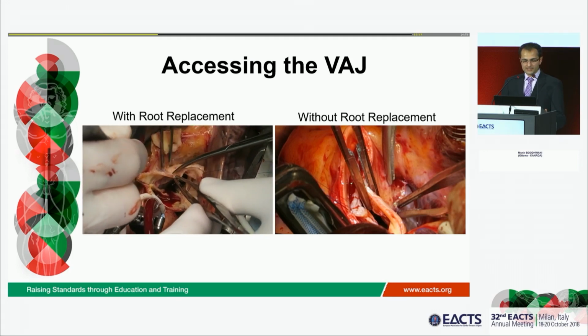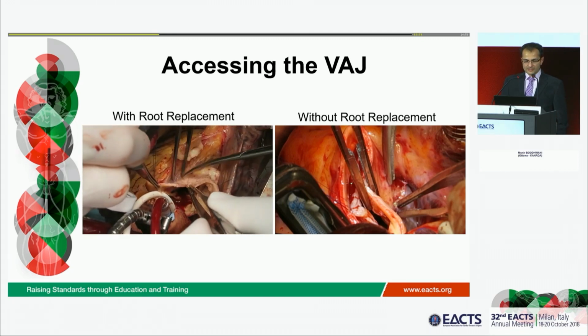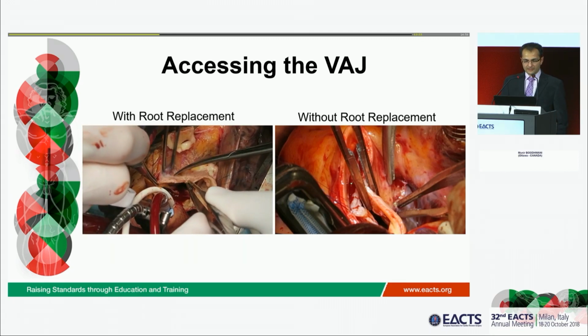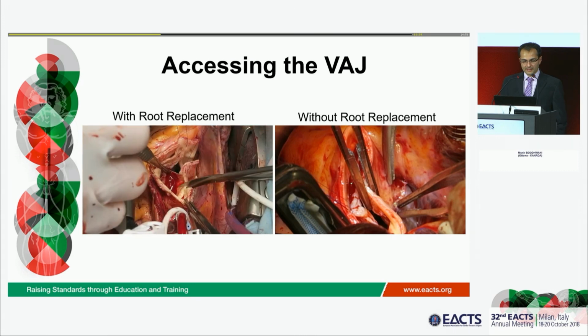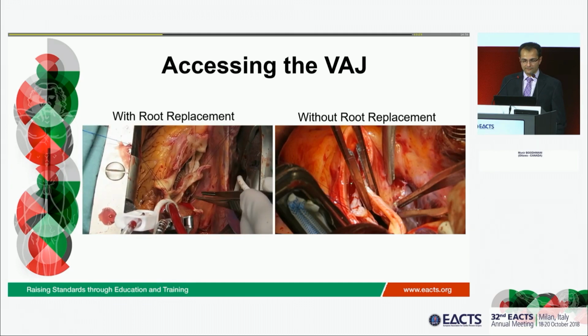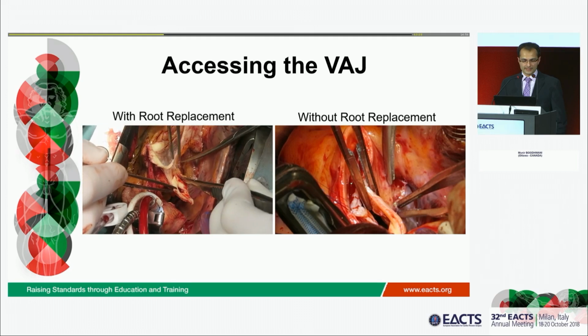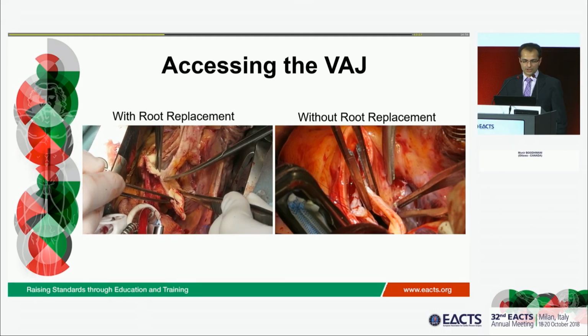Once this portion is complete, we then harvest the left coronary button, and harvesting of the left coronary button allows us then to complete our dissection below the left sinus. And finally, following that, we will see that we complete our dissection down to the level of the ventricular aortic junction between the right and left commissures.